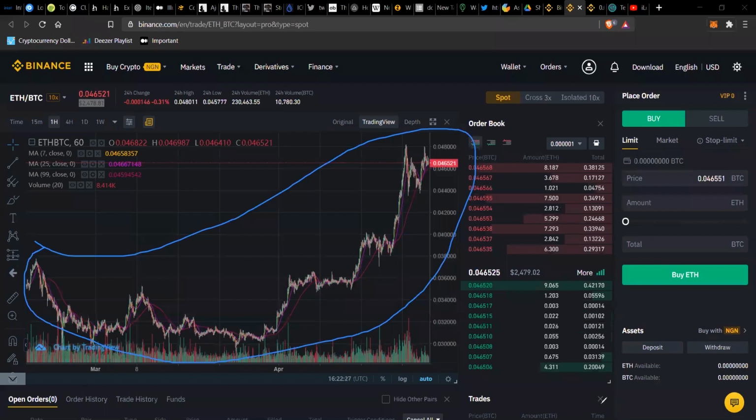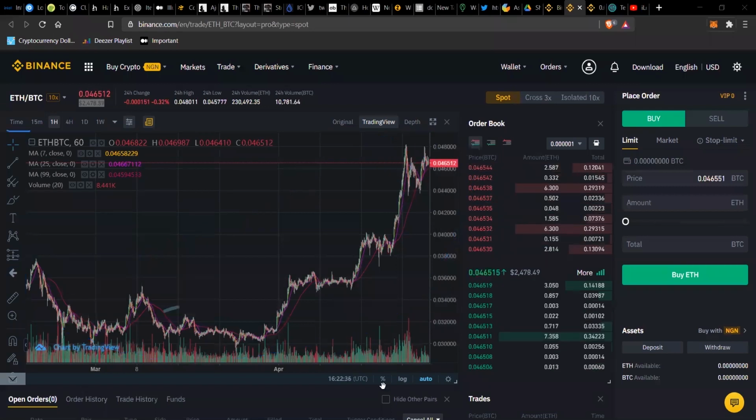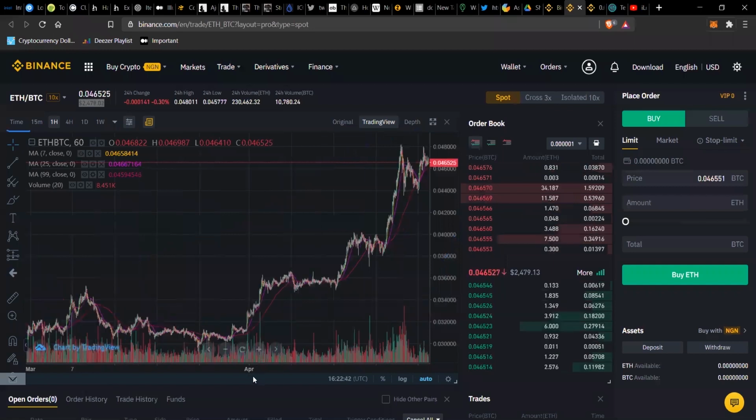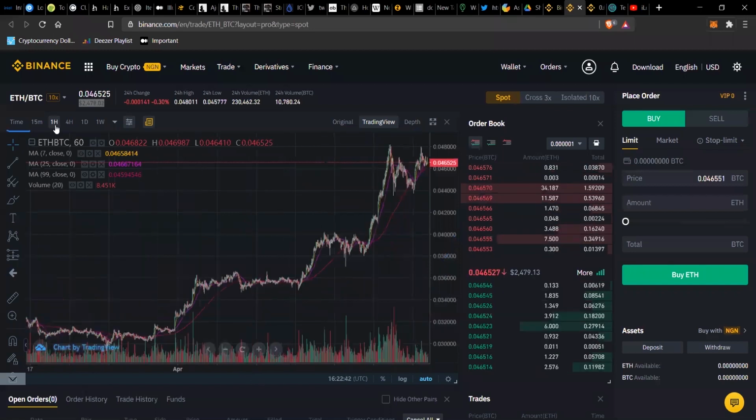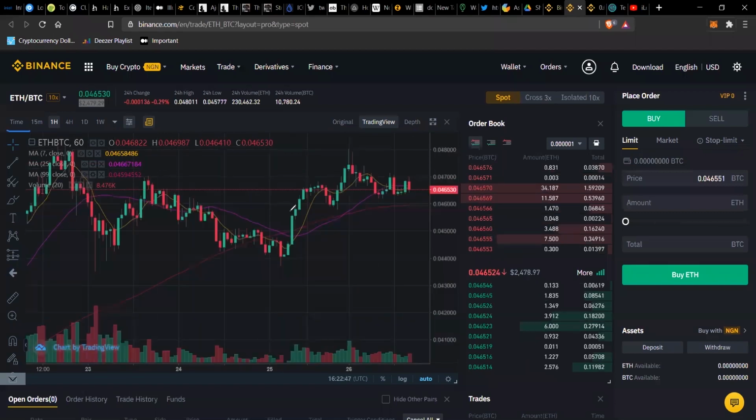Sorry, let me erase this. Now, this 1 hour time frame means that each candlestick represents 1 hour. Let me try and zoom in so you can see it clearly. So I'm zooming in. What this 1 hour time frame means is that each of these candles like this, one like this, represents 1 hour. One like this is 1 hour. One is 1 hour. So it represents 1 hour each candlestick.